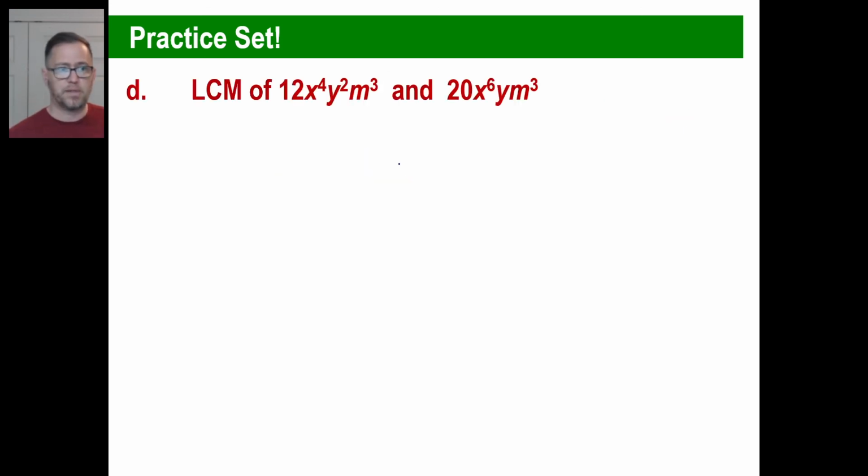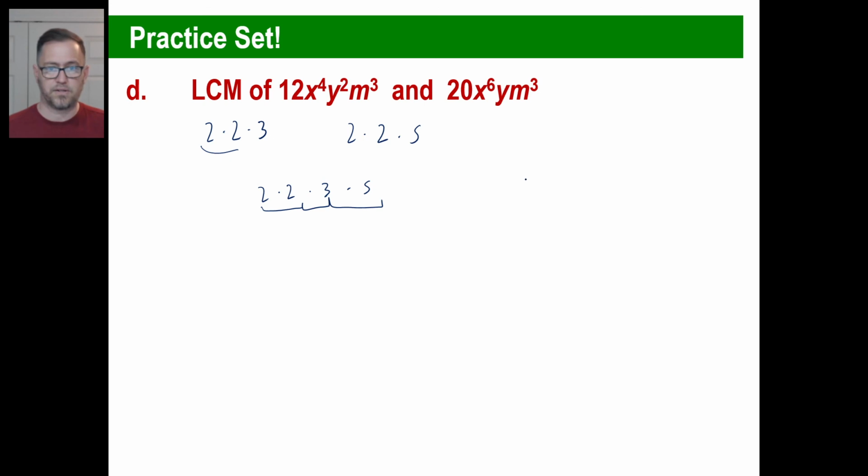All right, last one, D. Go ahead and pause it and try this and see what you get. Okay, let's do 12. That's going to be 2 times 2 times 3. 20 is going to be 2 times 2 times 5. So they tie for 2's. So we'll choose 2 2's. And then there's 1 3, and then there's 1 5. All right, so 2 times 2 is 4, times 3 is 12, times 5 is 60. So 60 is our number, and the rest of it's a piece of cake.